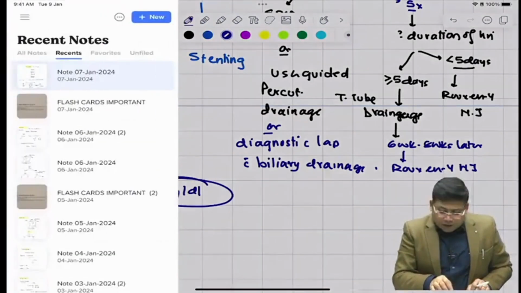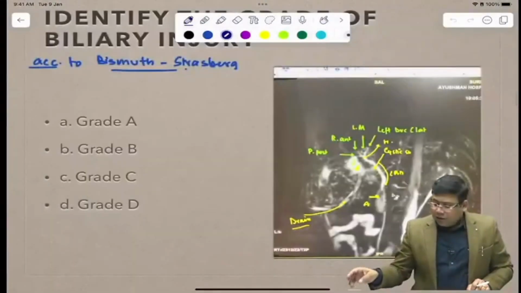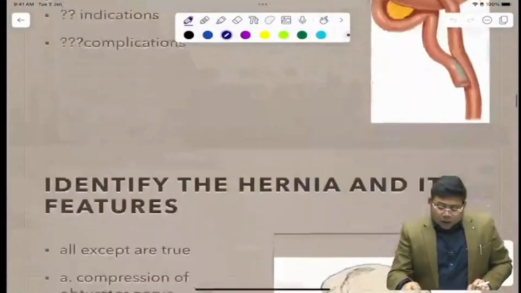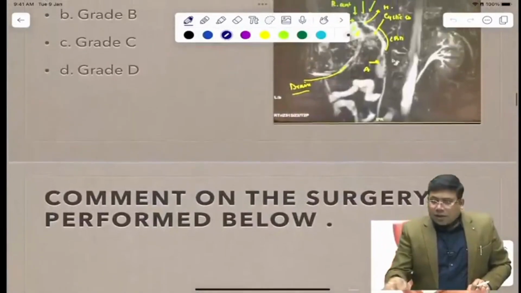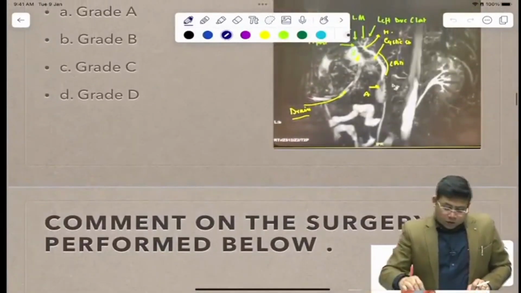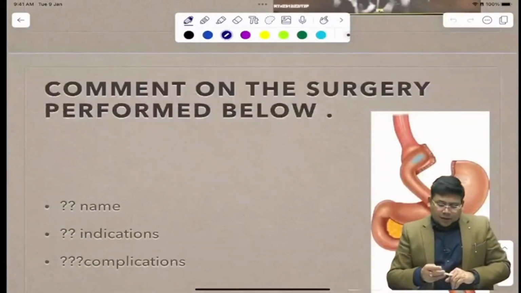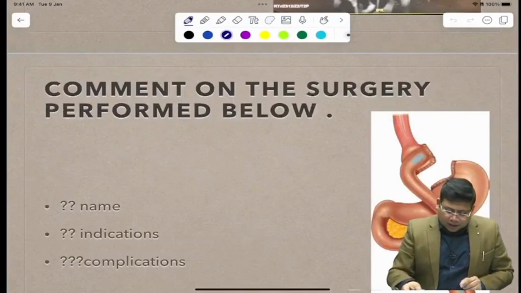So this is how you manage these patients, and this is very, very simple. I hope this is clear to everyone. Okay, let us connect in the evening again, and I'll continue from this session.